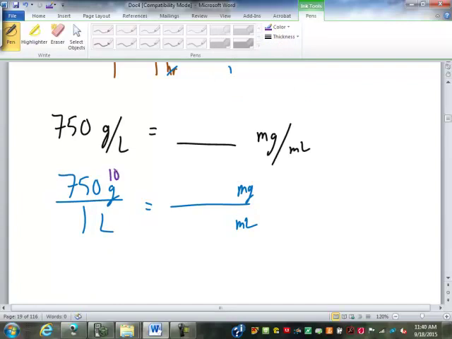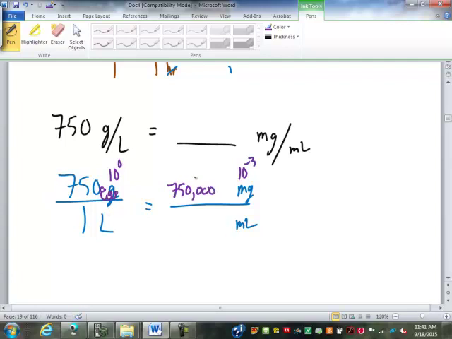Grams is 10 to the 0. It's our main unit. Milligrams are 10 to the negative 3. Unit getting bigger or smaller? Smaller by 3, from 0 to negative 3. So the number gets larger by 3. 1, 2, 3. We're adding 3 zeros. 750,000.